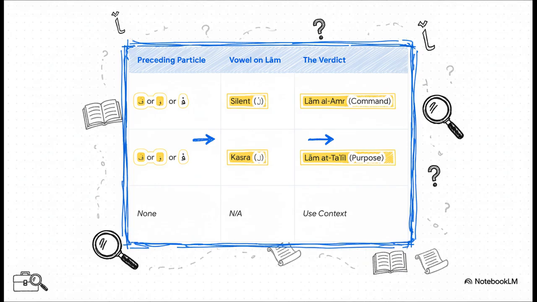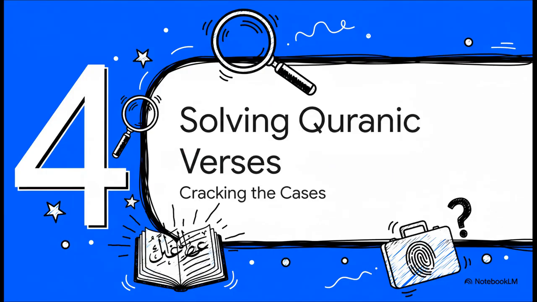But if that same fa or wa is followed by a lam with a kasra, making a li sound, then you've got the lam of purpose. This one simple rule will solve the vast majority of these cases for you. Okay, so we've got our toolkit. Now let's put on those detective hats and hit the field.